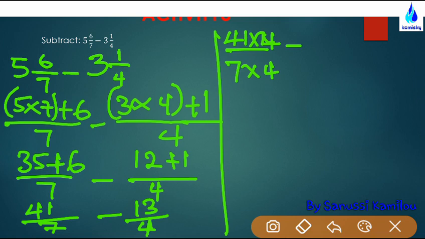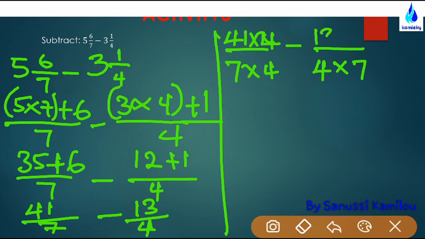Very good. So this one minus the next one is over 4. What do I do to get my 28? You know that our LCM is 28, isn't it so? So now I have to multiply by what? 7. So what do I do at the top?